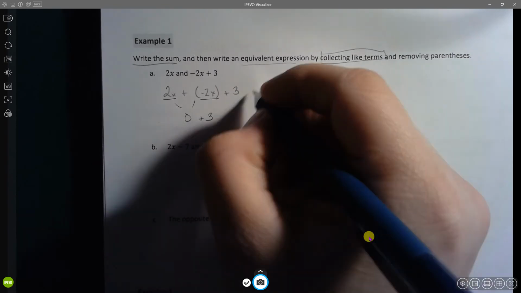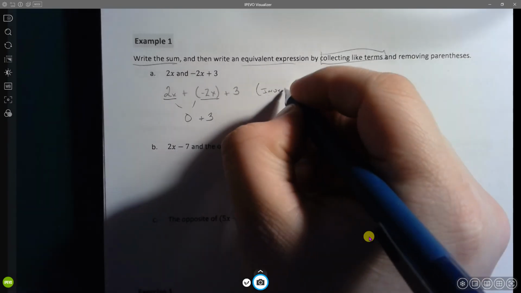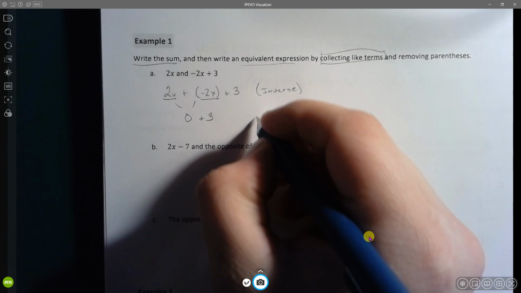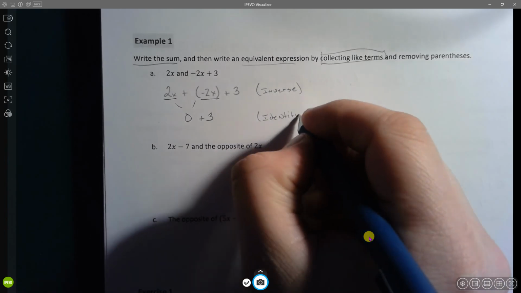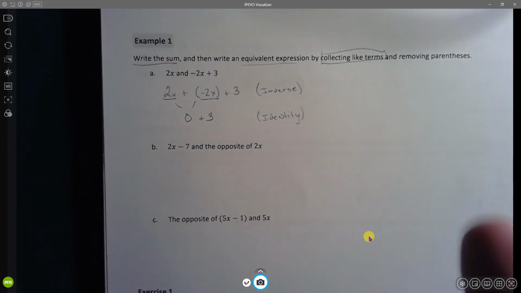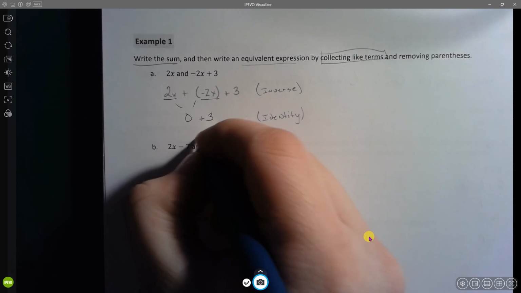All right, so this is the inverse property. And now this is going to be our identity property. 0 plus 3. Anything added to 0 is just going to be itself, so our answer is going to be 3.